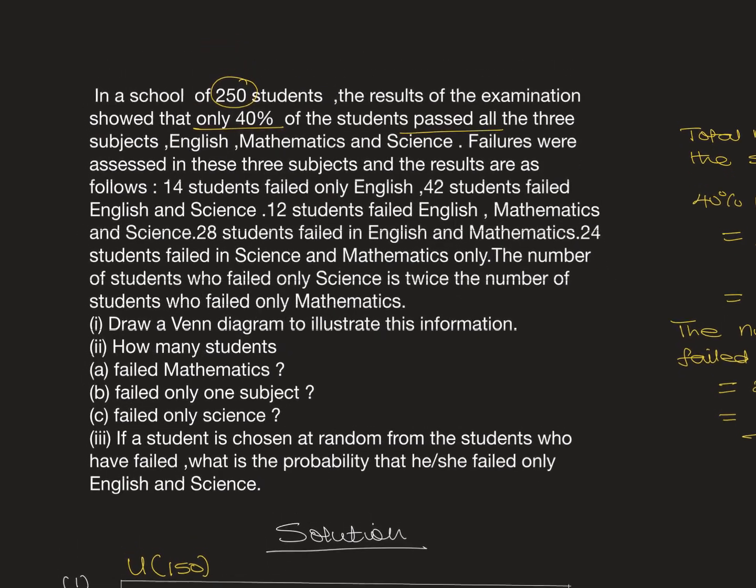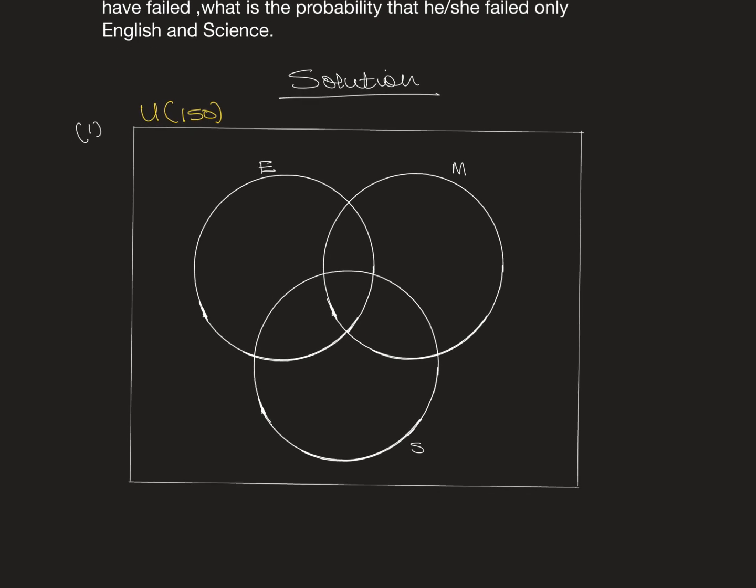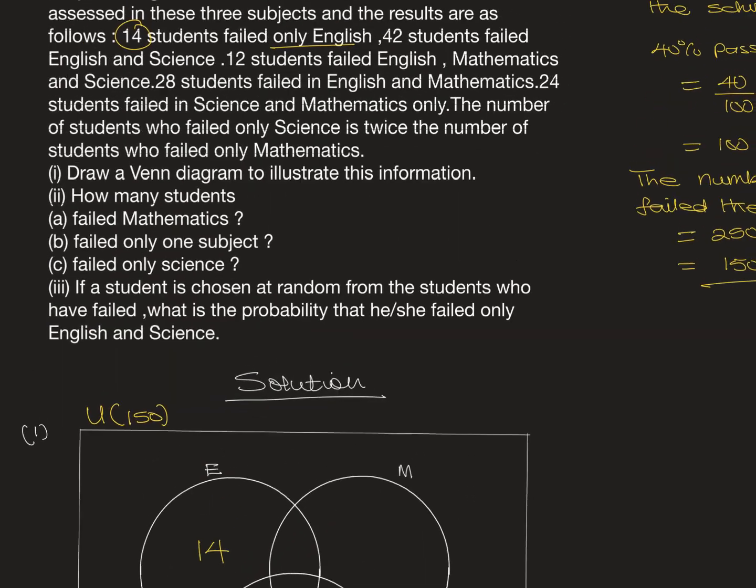So in a school of 250 students, the results of the examination show that only 40% of the students have passed all the three subjects, English, mathematics, and science. So we are dealing with failures. Failures were assessed in these three subjects, and the results are as follows. 14 students failed only English. So where do we have only English? That is here. So 14 students failed only English.